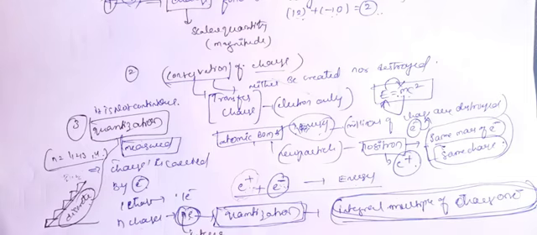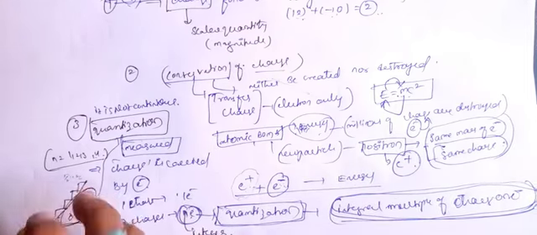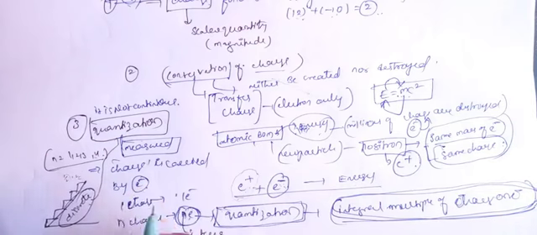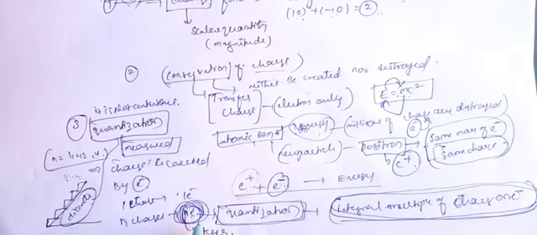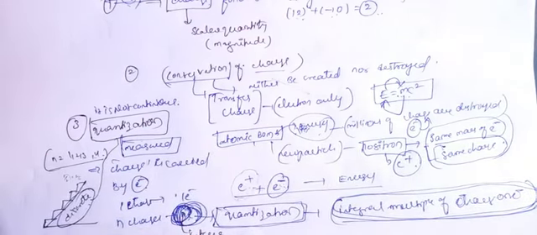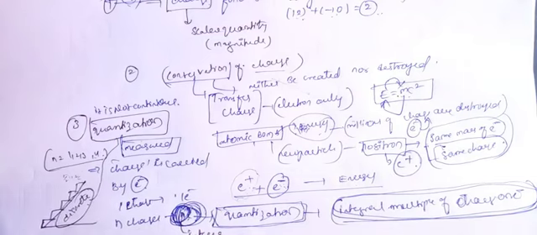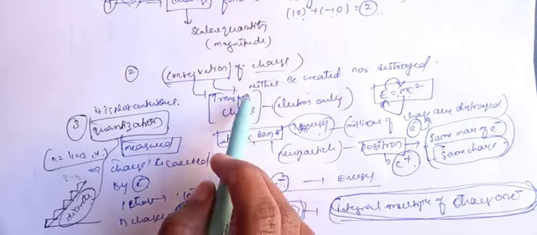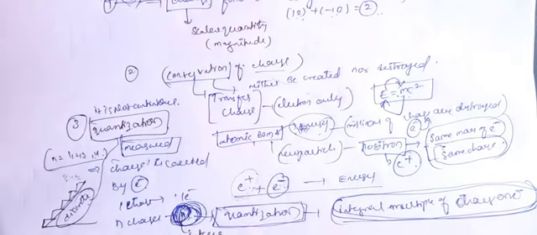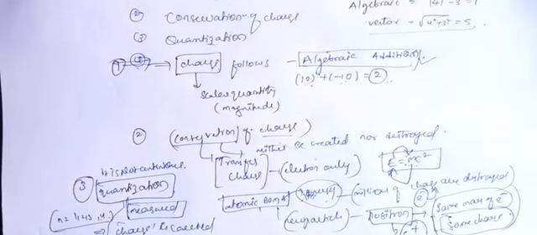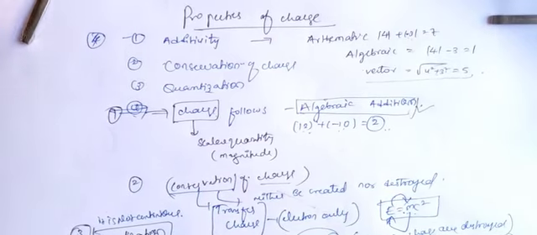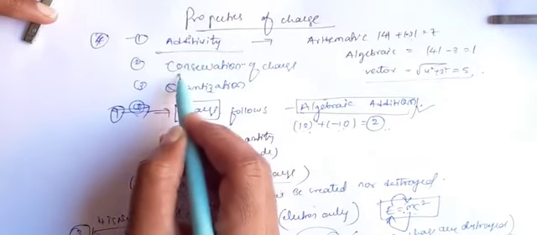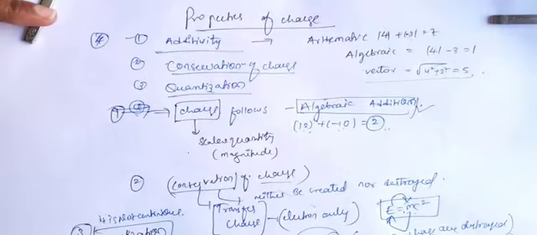We can measure the charges in the discrete form, not the continuous form, because we are using the integer n. N means 1, 2, 3, 4 like that. We are not using 0.1, 0.2, 0.3 like that. So this is about quantization, along with conservation of charge and additivity. These are the main properties of charge: additivity, the conservation of charge, and the quantization.